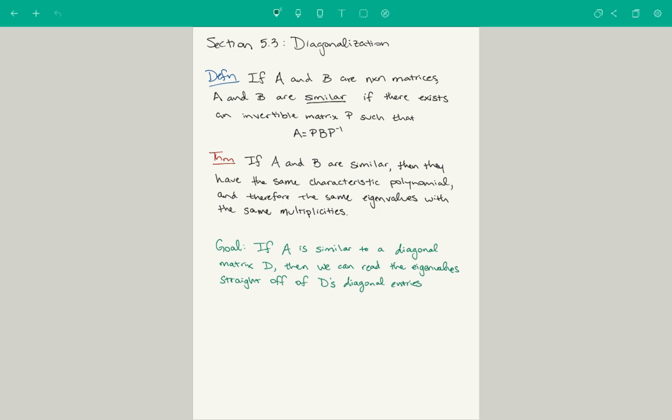And this is really, really helpful if we have a matrix that looks complicated. If it's similar to a matrix that is simpler, then we can find the eigenvalues of the simpler matrix instead. So that's going to be our goal. In particular, we're going to try to see if we can make A similar to a diagonal matrix, a matrix that just has entries on the diagonal and zeros everywhere else. If A is similar to a diagonal matrix D, then we can just read the eigenvalues of A straight off of D's diagonal entries. So that's going to be our goal for this class. It's called diagonalization.